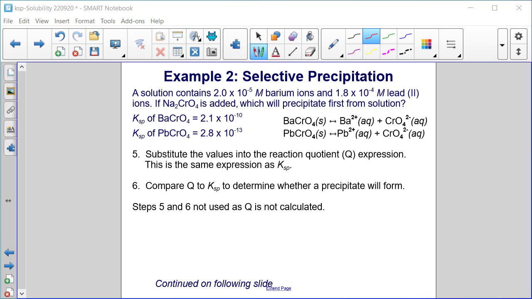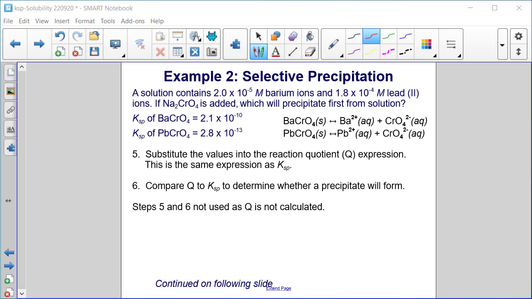Okay, steps 5 and 6 in our process that we outlined earlier, we're not going to use because we don't need to calculate Q or compare it to Ksp. That's because we used our Ksp to find what amount of our chromate we would need to add to get to the point where the precipitate will begin to happen. So we aren't asking, did precipitation happen or did it not? We're saying, did we add enough of our ion for the precipitation to begin happening?